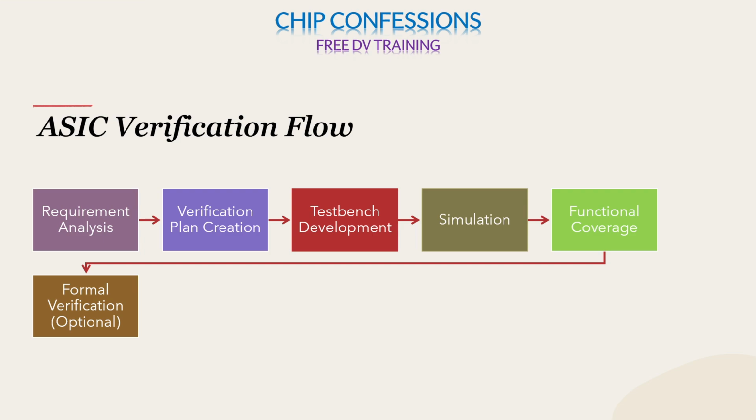Sometimes, if we have mathematical blocks or computational blocks that have to be tested, at that time we go for formal verification. It is completely based on properties. We are writing the properties, we are assuming some properties, and we are just checking that those properties should hold true all the time.